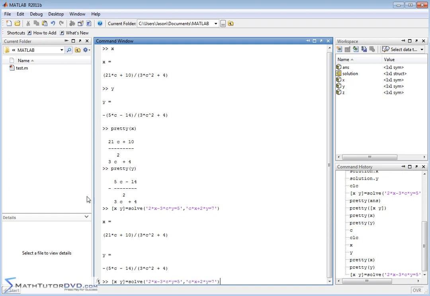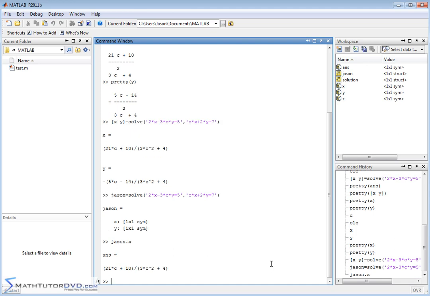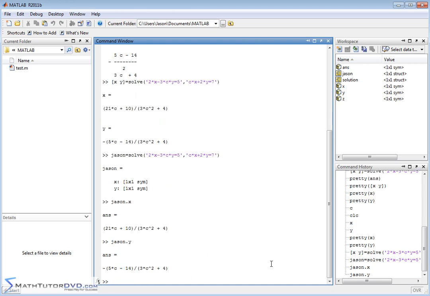Now, if we do the same thing again, and for instance, if we don't like doing that for whatever reason, we assign the answer to a single variable called Jason, then it's going to behave the same way. It's going to tell me, okay, the answer is Jason, but inside of there is an x and a y, which are both symbols. So to get at the answers, I can do jason.x and get the first answer, and jason.y and get the second answer.